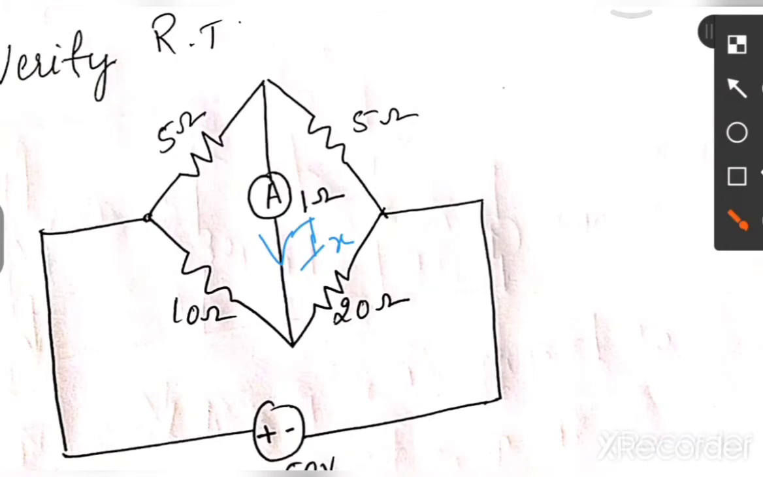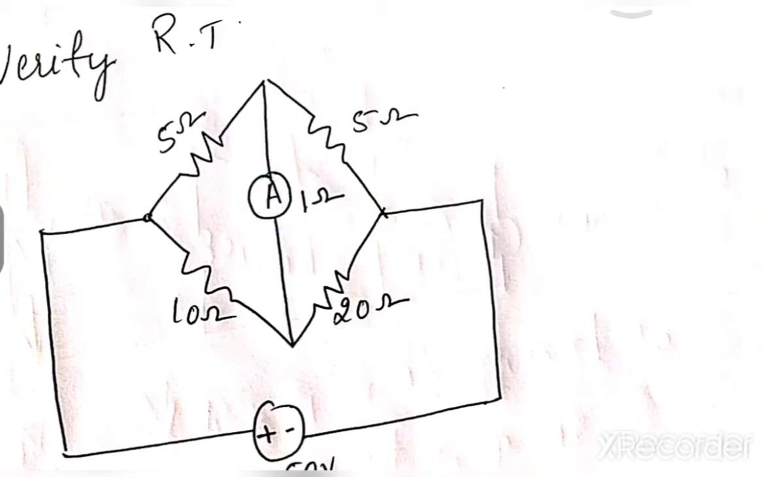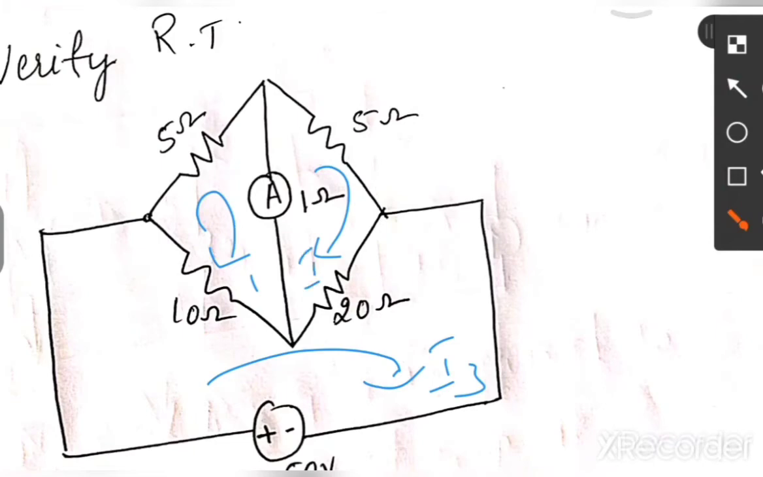There are 3 loops. This is the first loop, second loop, and this is the third loop. Remember, this ammeter can be replaced by its internal resistance. So you can replace it like this. Then apply KVL for each loop, first loop, second loop, and this is the third loop. And then we have to calculate Ix.